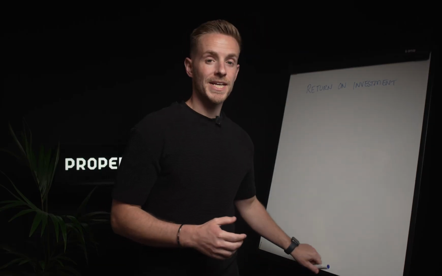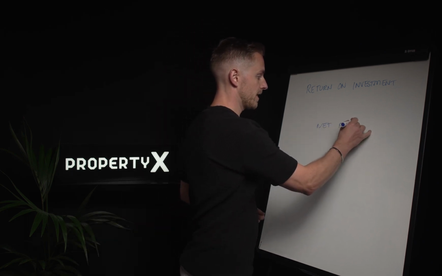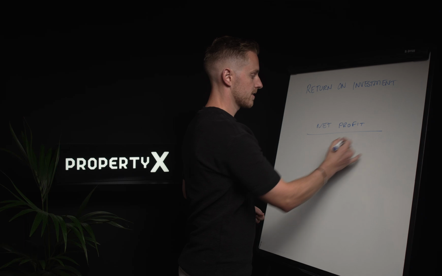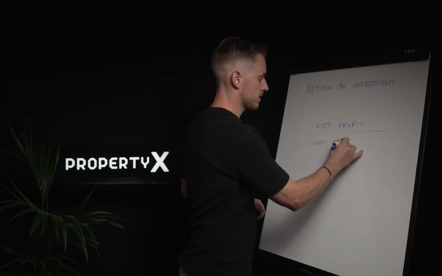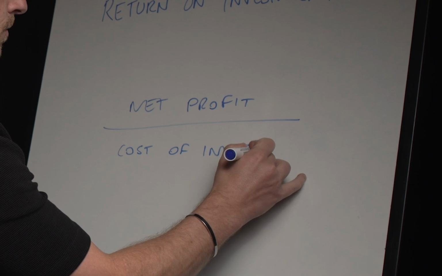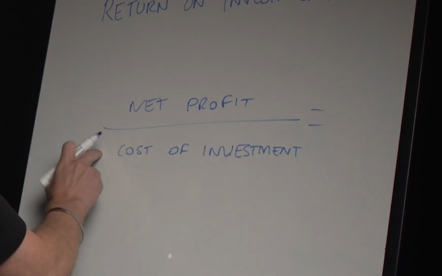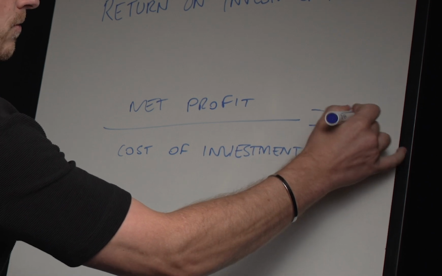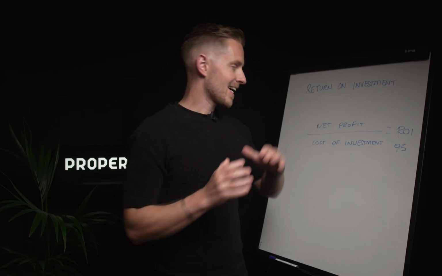Well, return on investment is actually your net profit, so the total amount of money you make from the rent minus the expenses, divided by the costs of your investment, so the amount of money that you put into that specific deal. And once you do the net profit divided by the cost of investment, that gives you your ROI percentage. And in this video, we are going to cover exactly that.